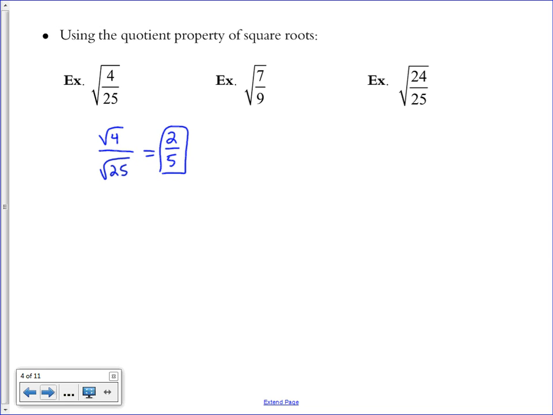If you have a number like the square root of 7 over the square root of 9, simplify what you can simplify, which is the denominator, and leave the square root of 7 on top. It's as simple as it can get.